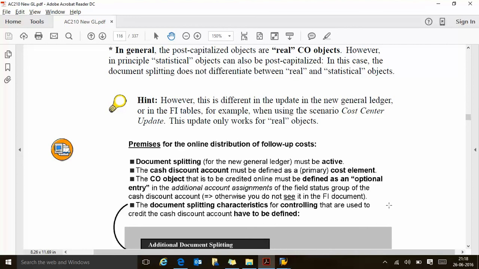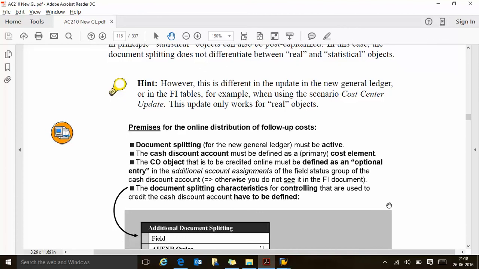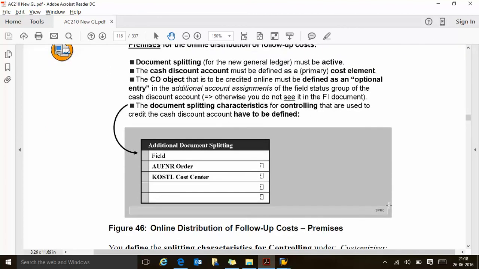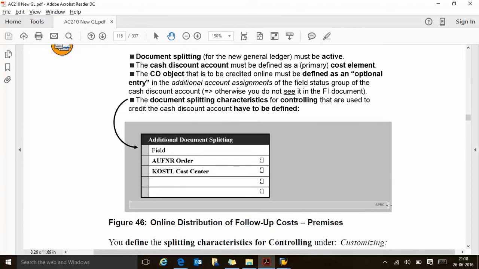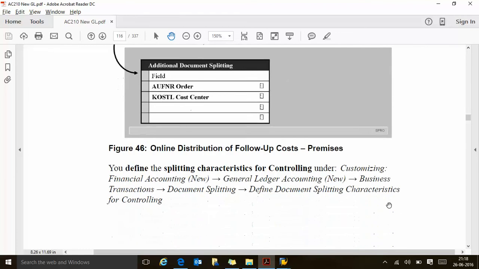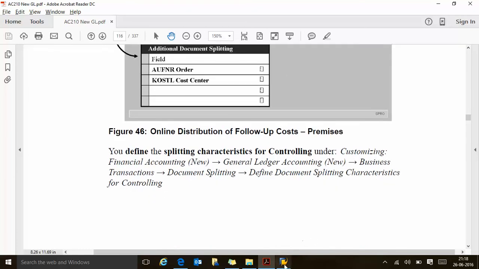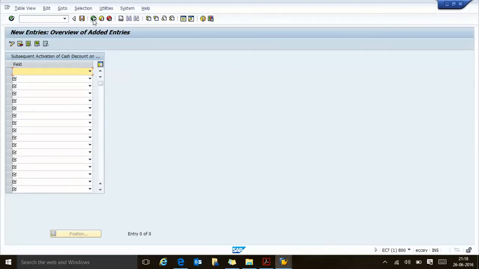The document splitting characteristic for controlling that is used to credit the cash account has to be defined. You define the splitting characteristics for controlling under customizing. This is the customizing. I think we just had this. This is not working.